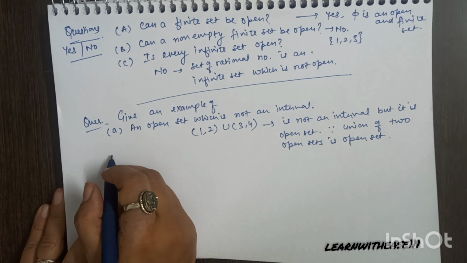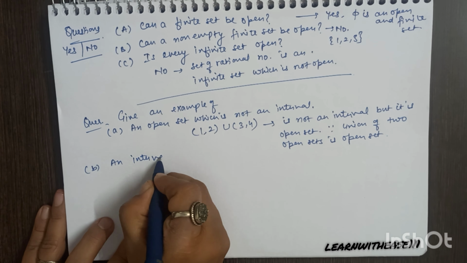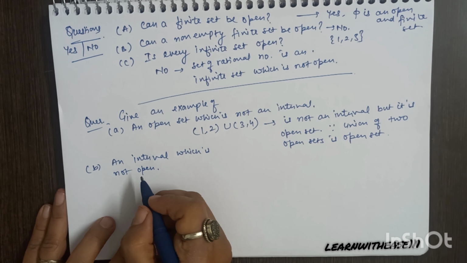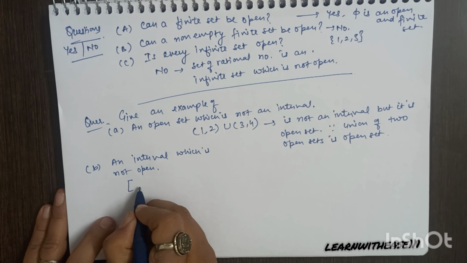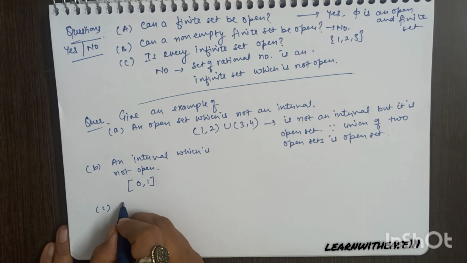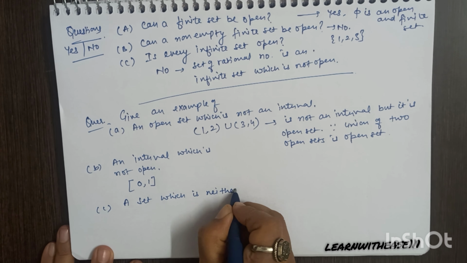Second part, an interval which is not open. Here you can give a semi-closed, semi-open interval example or a closed interval example. Like [0, 1], a closed interval, is not an open set. C part: a set which is neither an interval nor an open set.